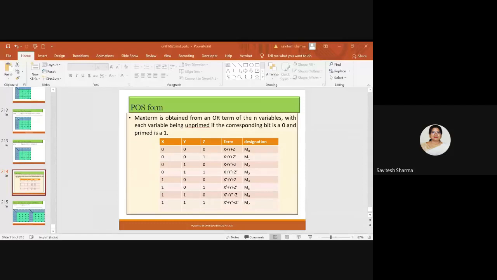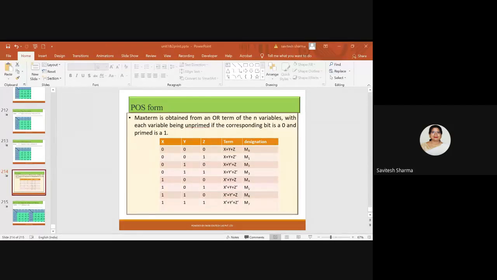I am telling you the way how to obtain POS form. Yesterday I told you how to draw the K-map if you have SOP form. Your function is in SOP form, and you want the result again in SOP form. Now today I am shifting to another thing: I am asking you to solve the problem and come out with the POS form.